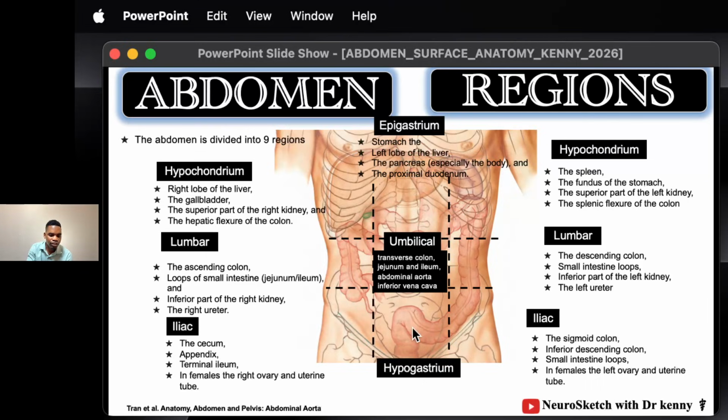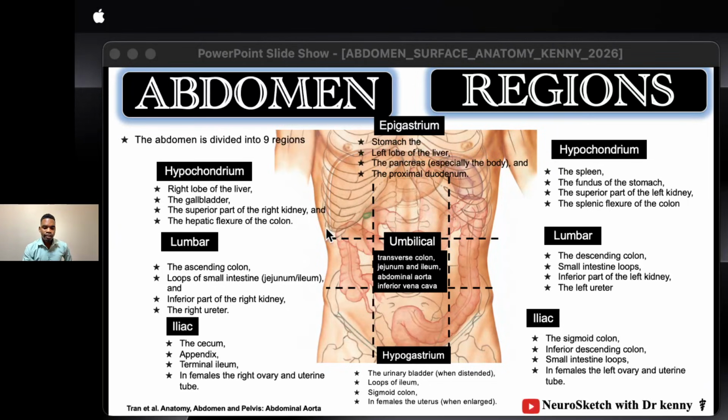At the hypogastric region here, you can have the urinary bladder, but only when distended. Urinary bladder is found under the pelvis, but when distended, it comes to the abdomen. So it can be palpated under the hypogastric region. Yeah, so there is something very important I want to share with you.